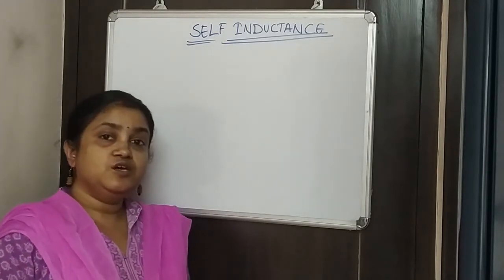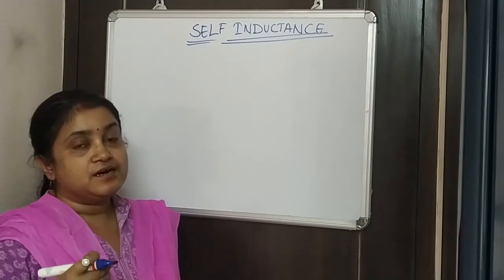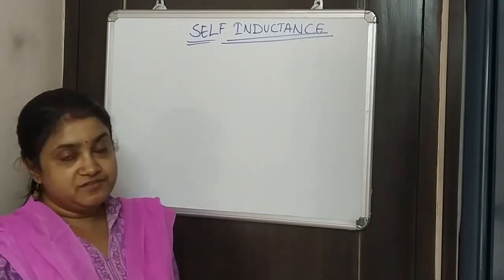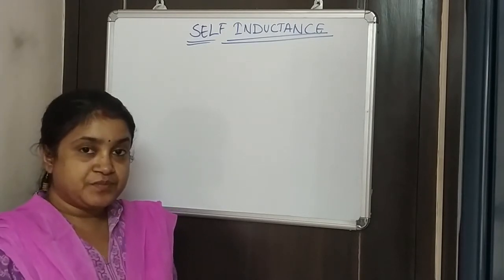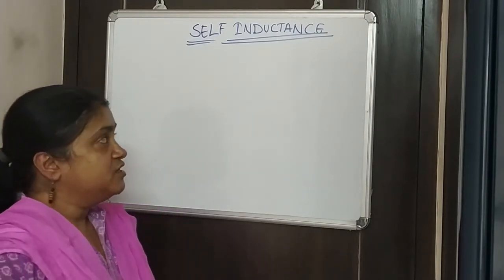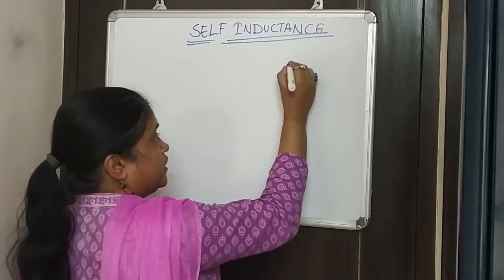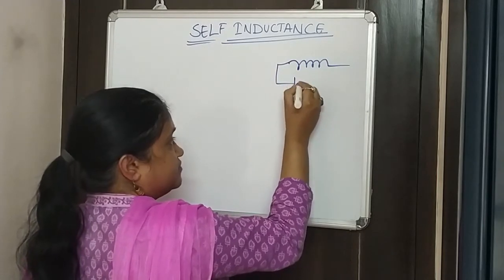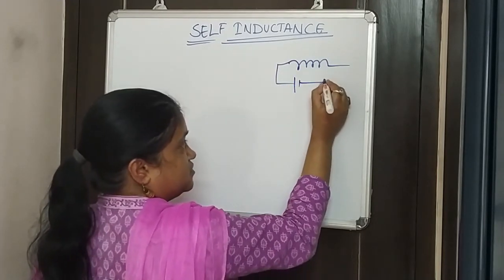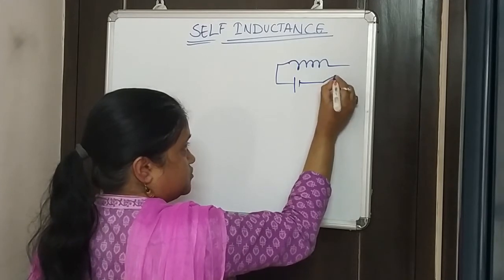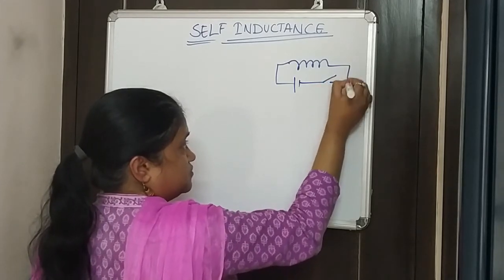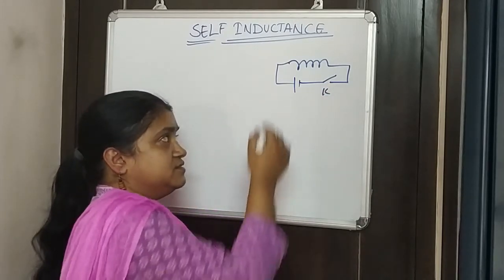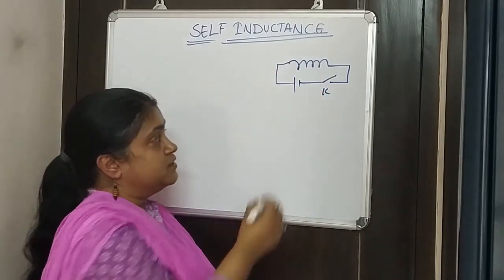As we have already known, there is EMF generation, or induced EMF, if the magnetic flux changes, which we have already learned. Now suppose I have a coil, and in that coil I am giving a certain current, which is connected with a key, and this is a certain coil.